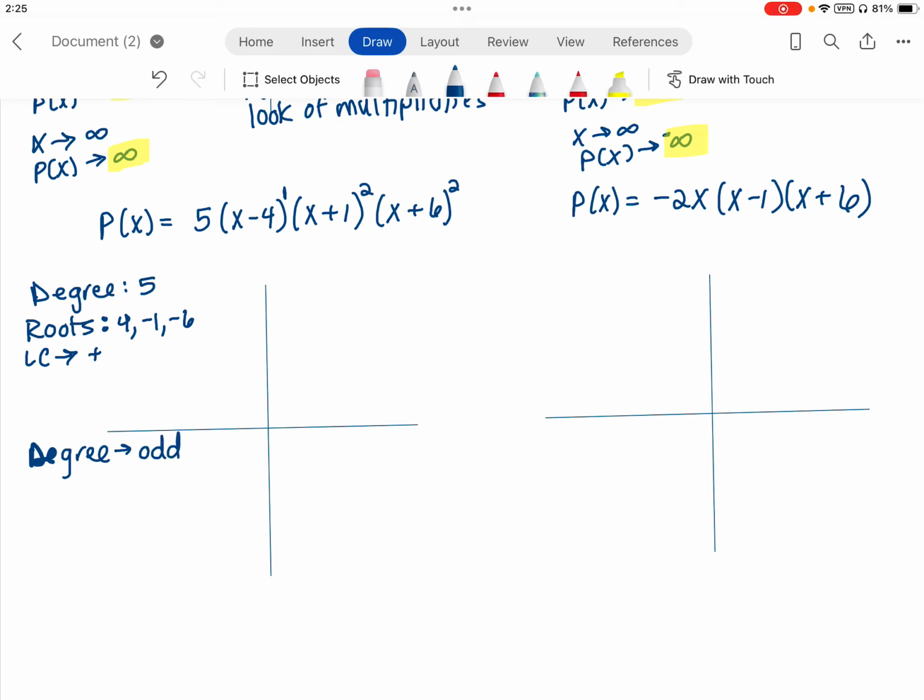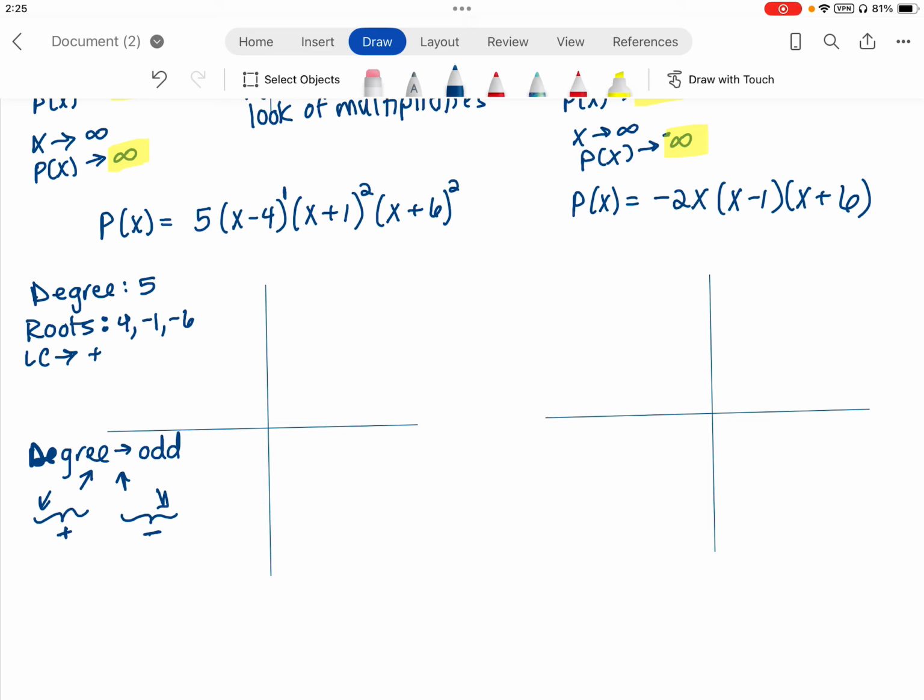Okay, so 5 is an odd number. Then either your graph is going to be down on one end and up on the other, or it'll be up and then down. So it'll be opposite, okay? If your leading coefficient is positive, it's going to be this one where it's down on the left and up on the right. And then if your leading coefficient is negative, it's going to be this one where it's up on the left and then down on the right, okay?